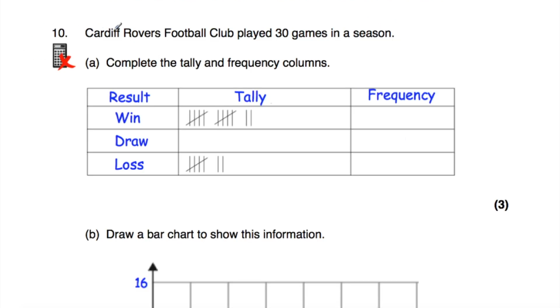Question number 10 says, Cardiff Rovers Football Club play 30 games in a season, and we've been asked to complete the tally and frequency columns for this frequency table. So let's look at win. There's 5, 10, 12 wins. In terms of losses, there's 5, 7 losses, and we need to complete this. Now we know there's 30 games altogether. 12 plus 7 is equal to 19. So they win and lose 19 of the matches. If we take 19 away from 30, that is equal to 11. So that must mean they draw the rest of the matches, which is 11 matches.